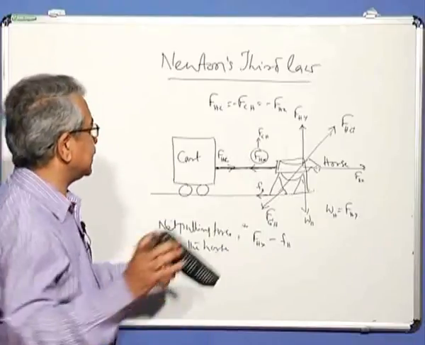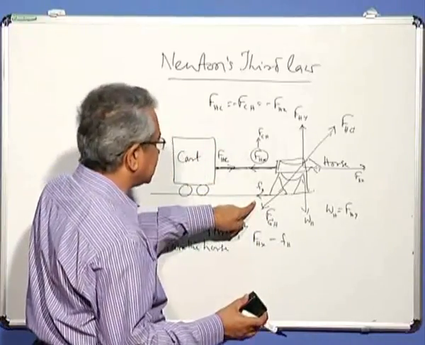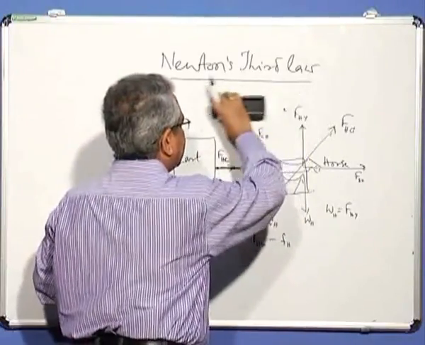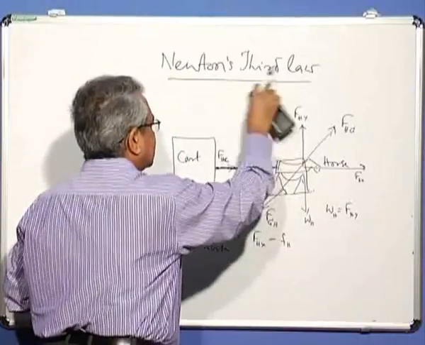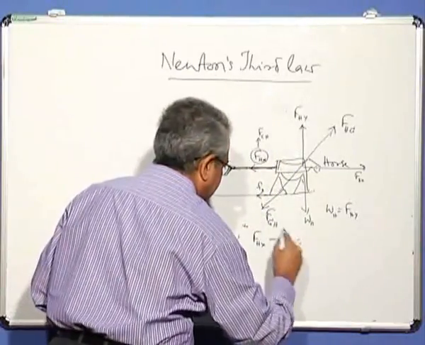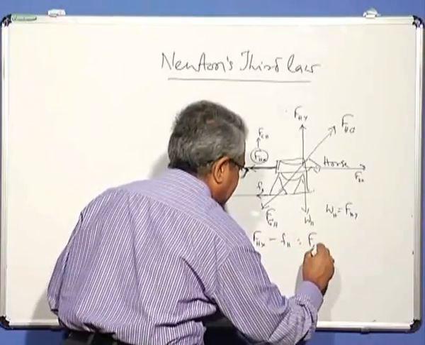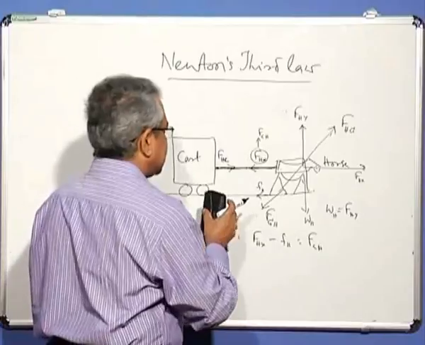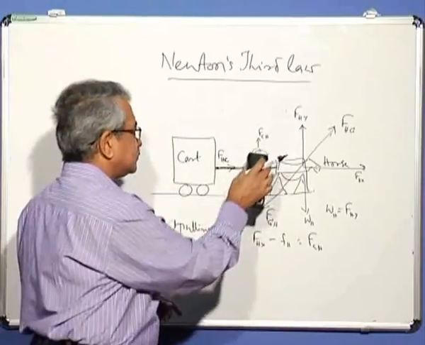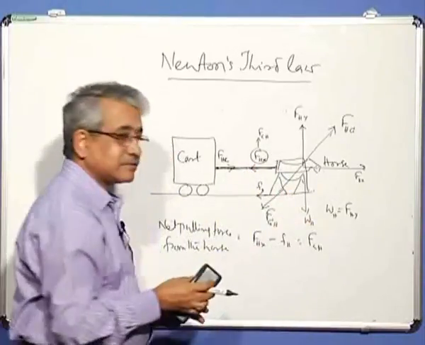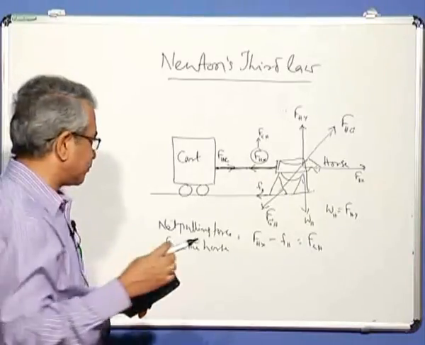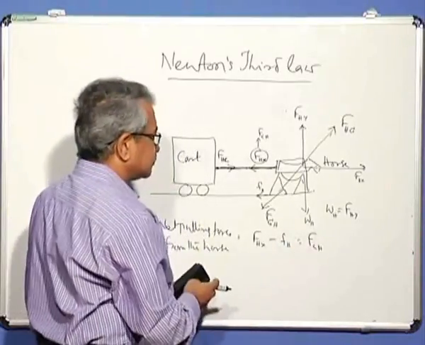That means this equation is now further modified, because we take friction also into consideration. This is what we call the net pulling force on the cart from the horse. We have to call it like this. In the earlier case it was different, where friction was not considered. So that is the pulling force.